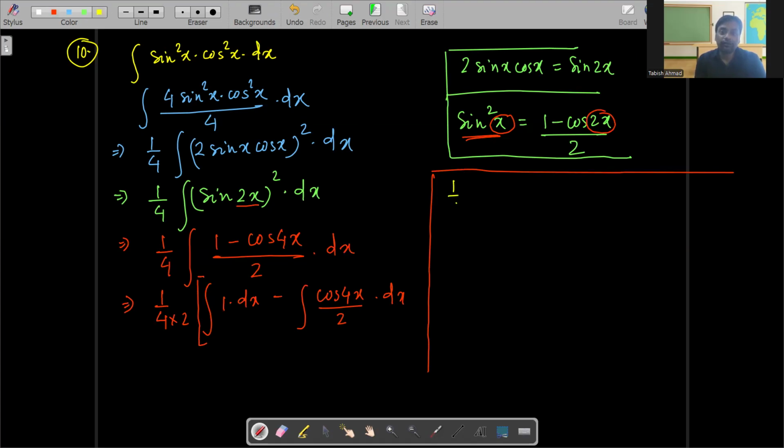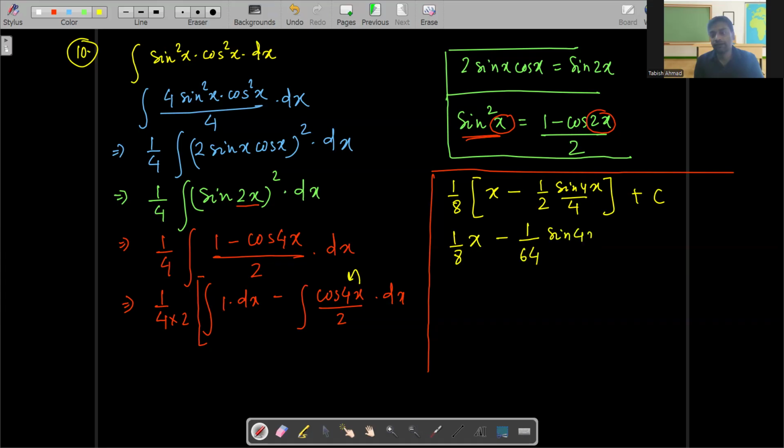So this will become 1 by 8 and inside 1 dx. What is the integration of 1? I told you that is simply x, minus. What is the integration of cos 4x? So this will become 1 by 2, you take it out, and cos 4x, that is sine 4x, and this 4 is a multiplier with x here, so it will become over 4. Okay. So it will become 1 by 8 x minus 1 by 8 times 1 by 8, 1 by 64 sine 4x. Let's see.